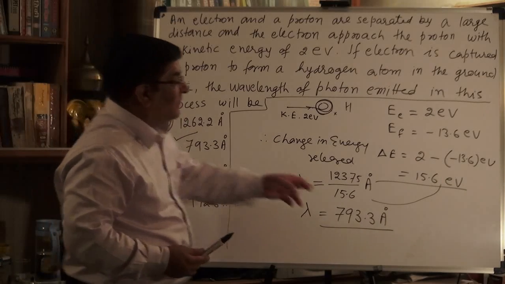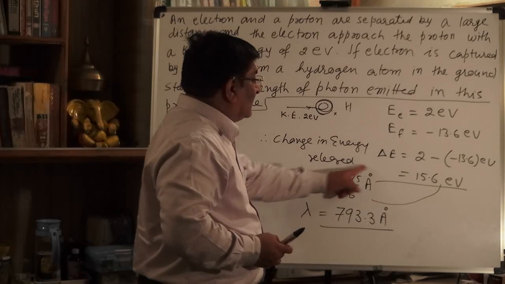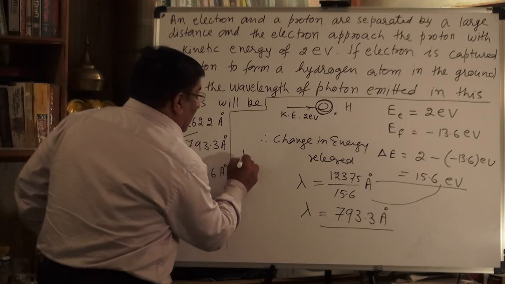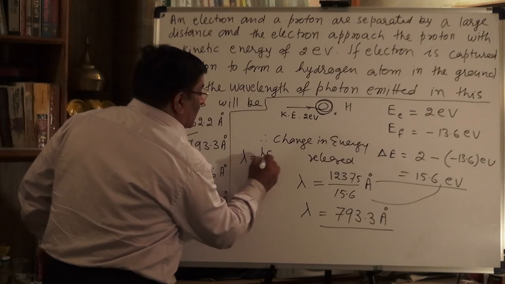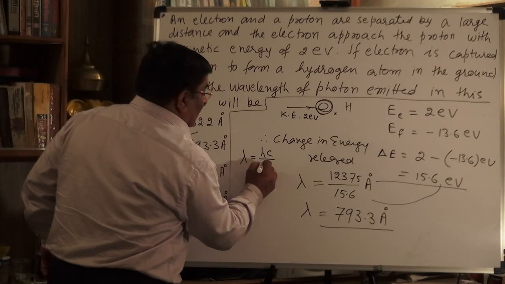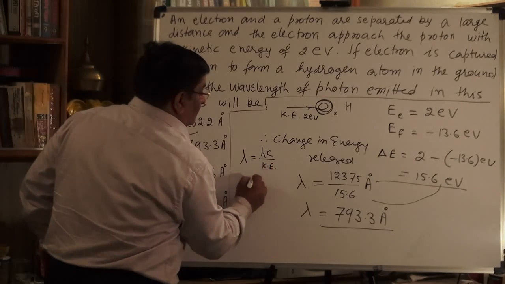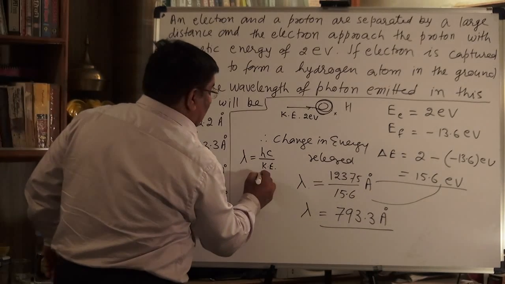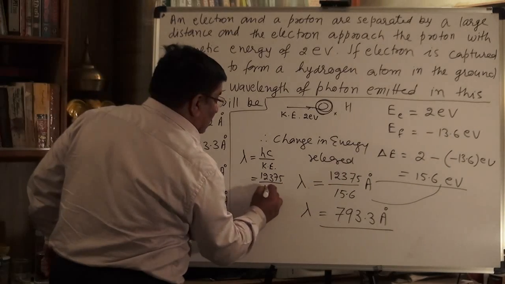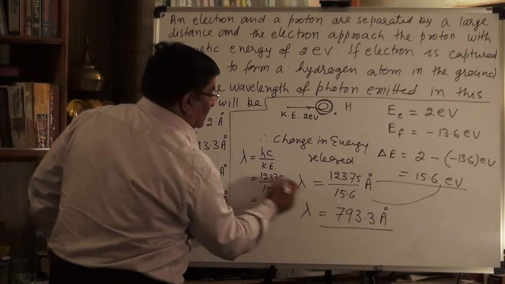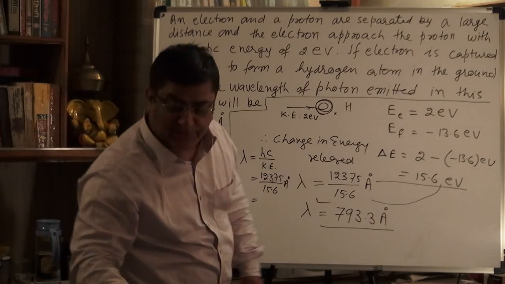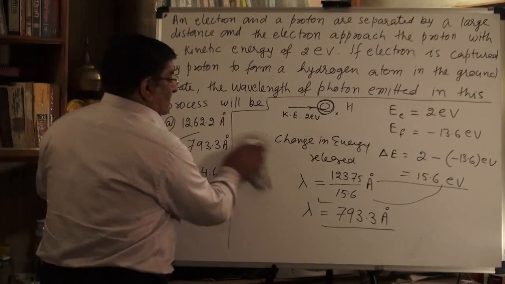Okay, so this we have to remember. What we have to find? Kinetic energy, and this formula hc upon kinetic energy that we have done earlier, that lambda minimum is equal to hc upon kinetic energy in eV. So when we convert into angstrom, this comes to 12375, and this kinetic energy here is 15.6, and this comes to this much. Okay, so this is our answer for it.